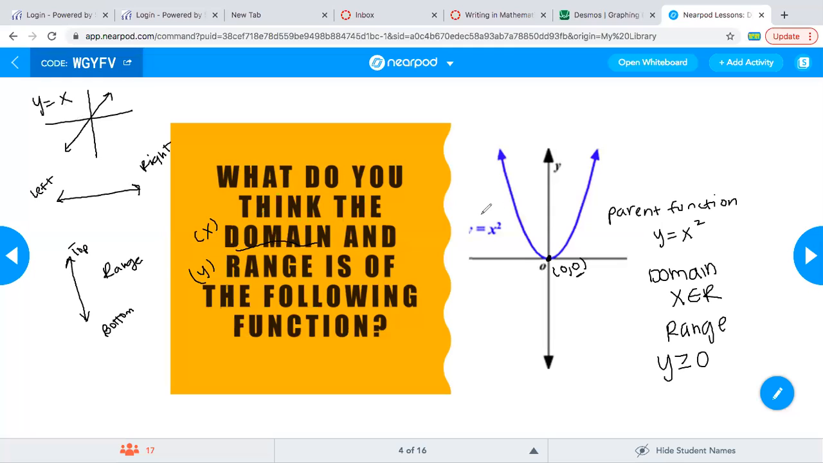Wait, what is the symbol between the X and the R? It means all real numbers. I don't know the technical term for it. I would have to look it up. But it's just X is all real numbers. But it looks like an E. Oh, sorry. Yeah, it looks like an E.